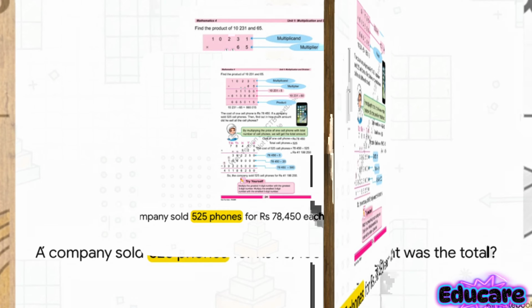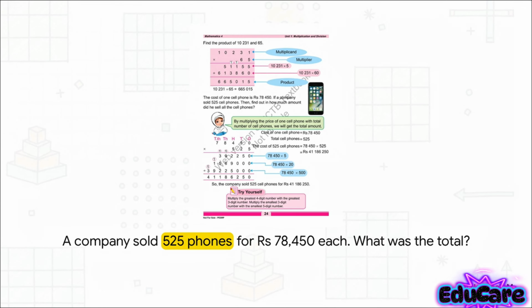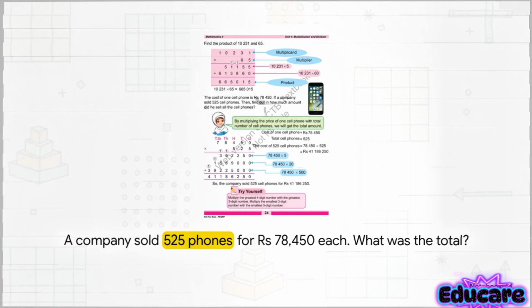Okay, let's just jump right in with a big one. Imagine a company sells 525 phones. Pretty good, right? But each phone costs 78,450 rupees. So how much cash did they rake in? See, this isn't just some random math homework. This is how businesses run. And stick with me because by the end of this, you'll know exactly how to figure it out.